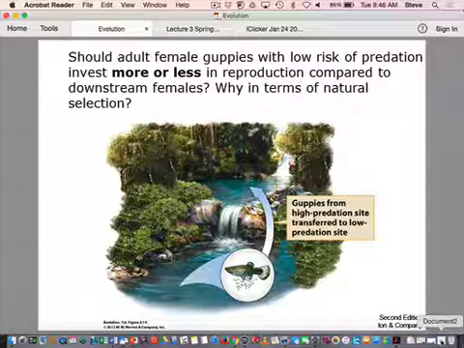Whereas if you're in that downstream site, do you think you want to stick around and just invest a little bit in reproduction? Probably not a good strategy, because what's your likelihood of getting eaten? It's pretty high. So where you have a high risk of dying as an adult, you should really put all your energy into reproduction, not growth and maintenance. Does that make sense? Okay. I'll give you all a point.